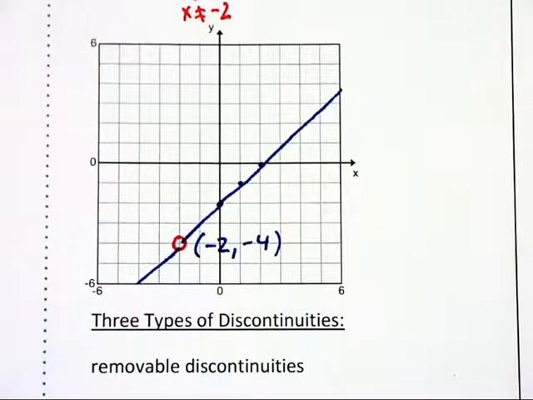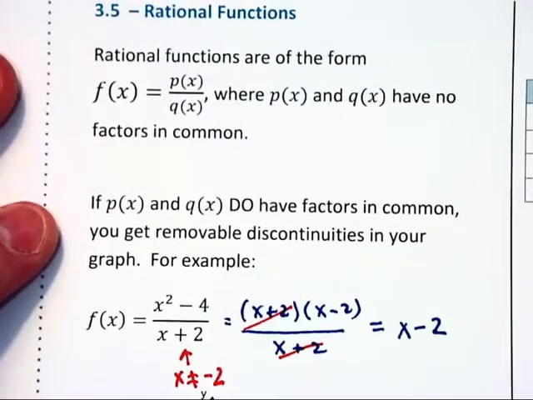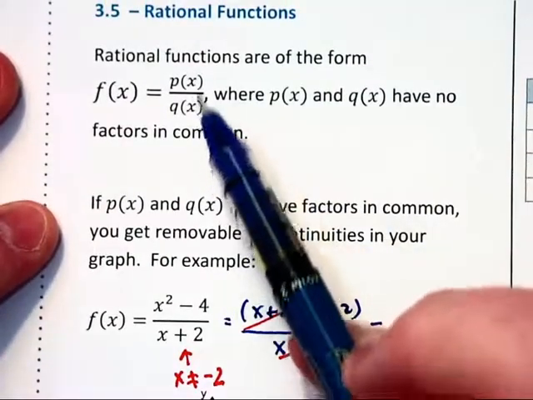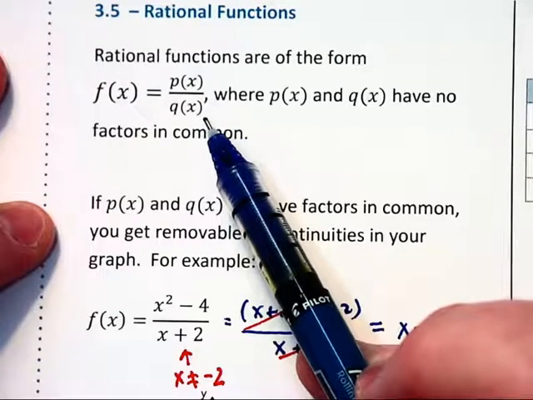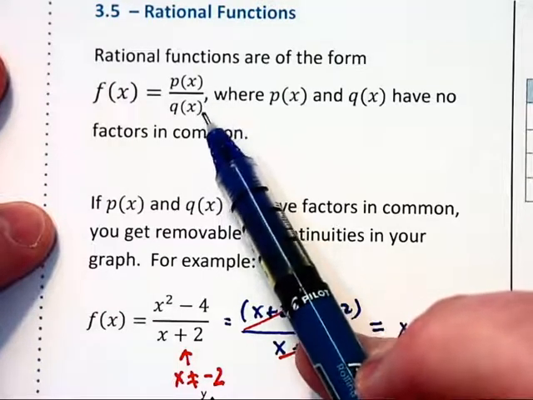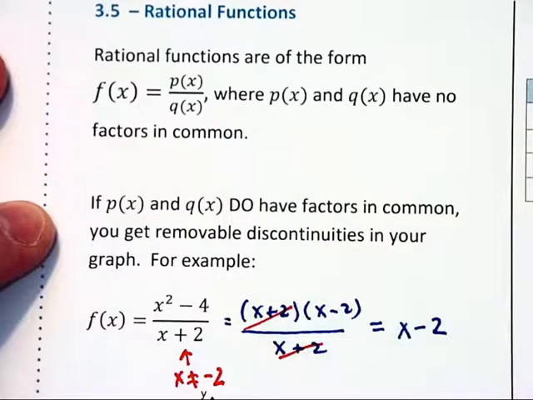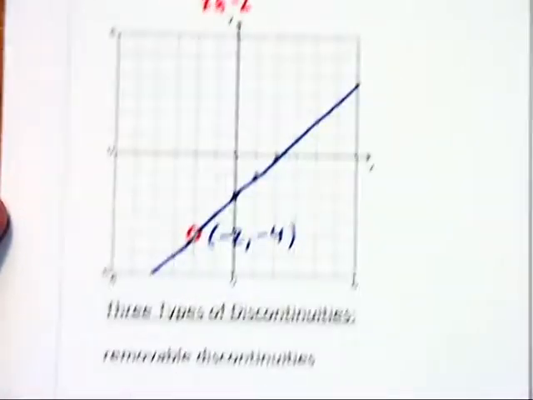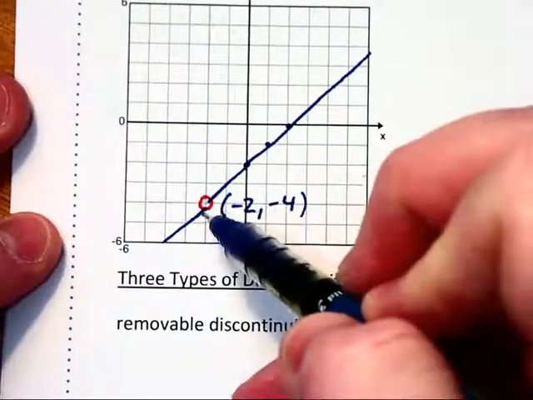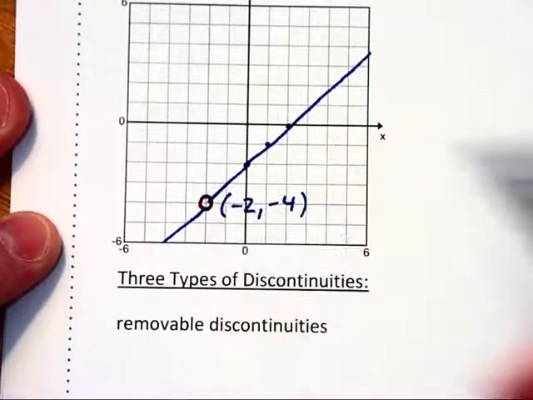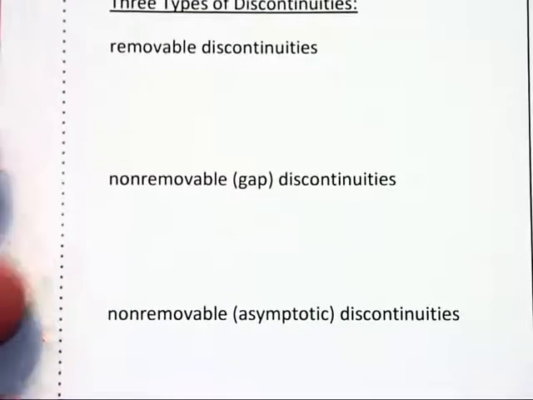Now, we are starting with the exceptions to the rules. We have said that a rational function should not have factors in common, and most of the ones that we work with in this chapter won't. But we're showing you what would happen if that were the case. Now, this open hole here, an open circle, is known as a discontinuity. And there are three types of discontinuities.